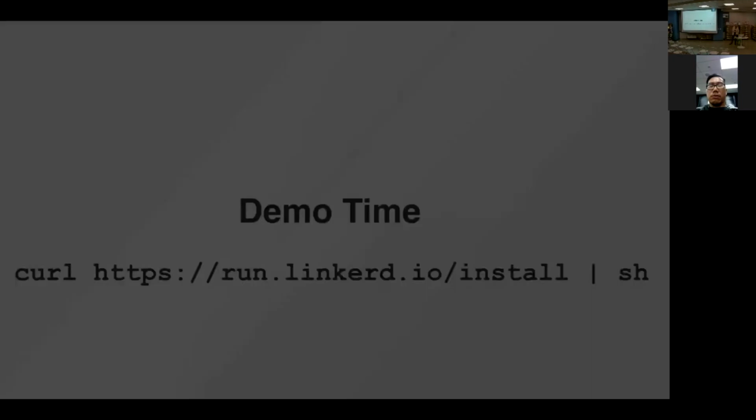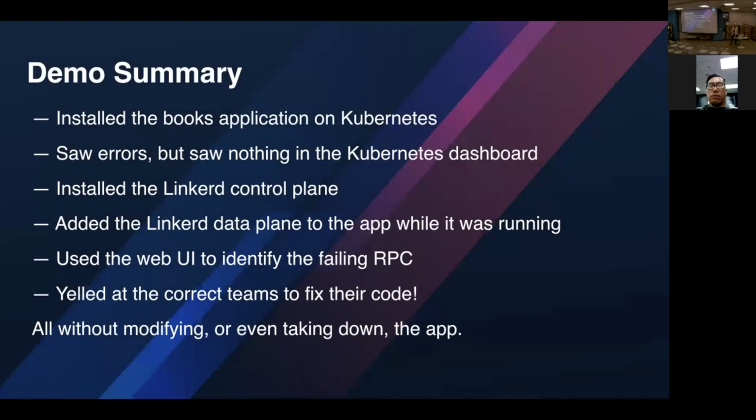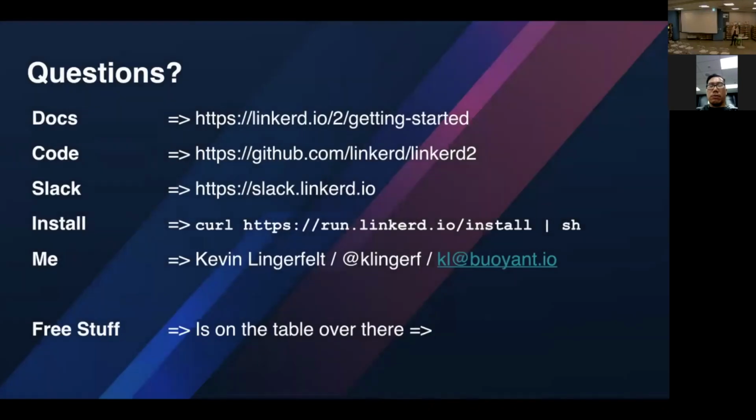So let's see. Quick recap: we installed the application. It was broken in some way. We couldn't tell why it was broken, but by adding the control plane and then adding the application to the data plane, we were able to dig in really deeply and figure out the source of all the failures. And then we were able to correct the failures and verify that it all worked afterwards. And we didn't have to stop any of the live traffic or anything like that. Okay, so that is it for my presentation.